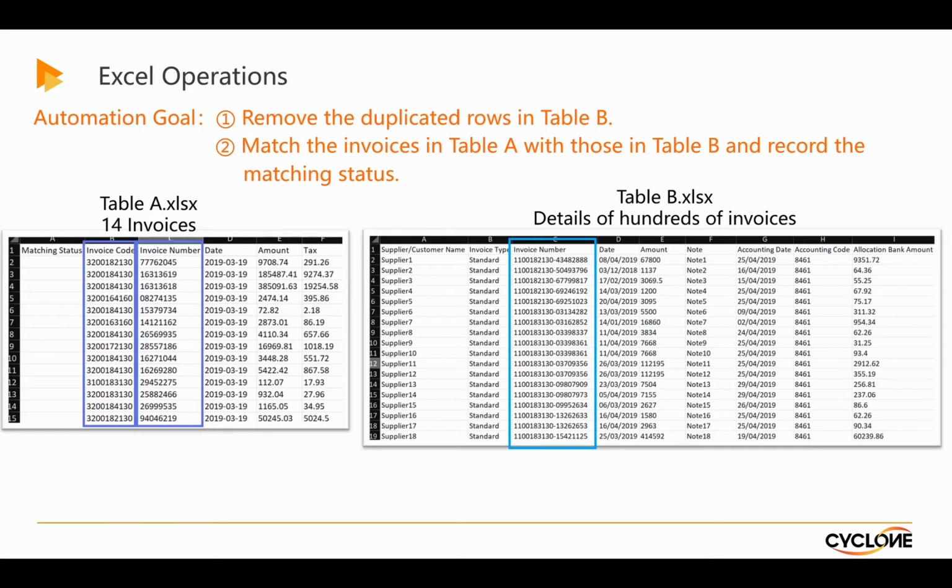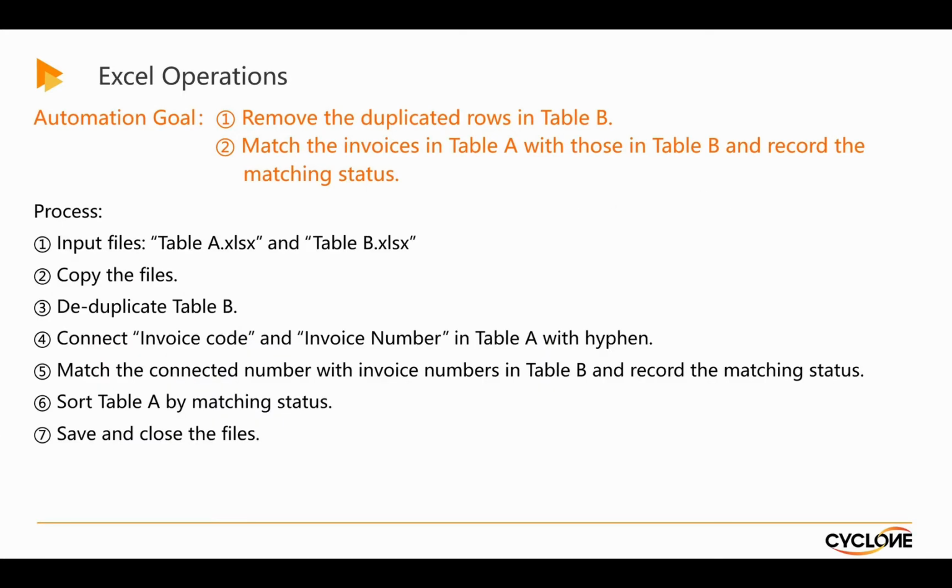In table A, the invoice code and invoice number are recorded separately, but in table B, these two numbers are recorded together under column invoice number. So the first thing we need to do is to connect the two numbers in table A. Then we can check if there is the same invoice in table B. Now we can design the process.